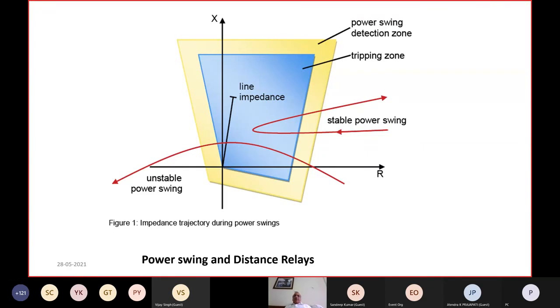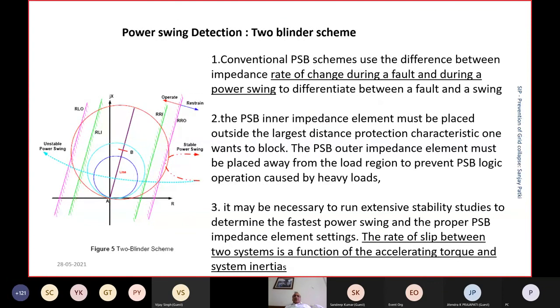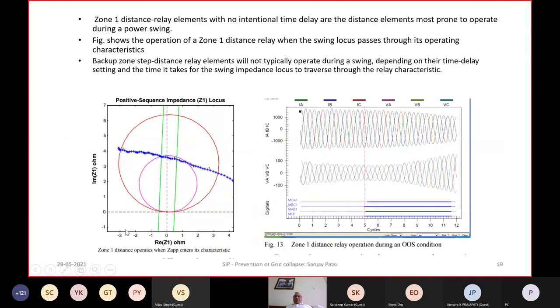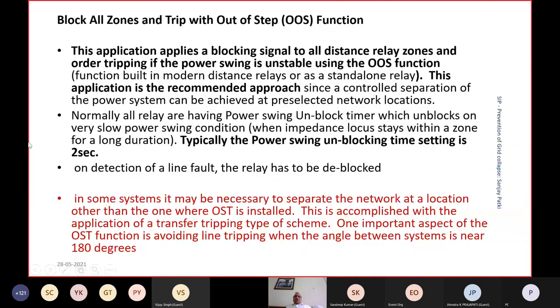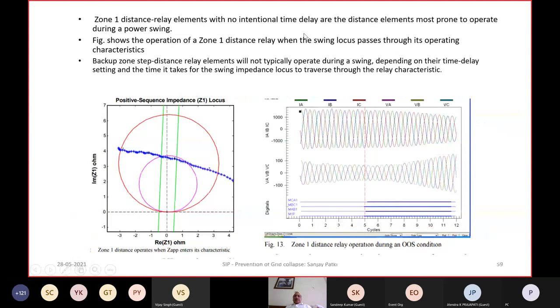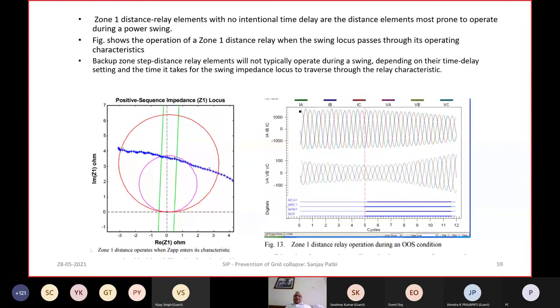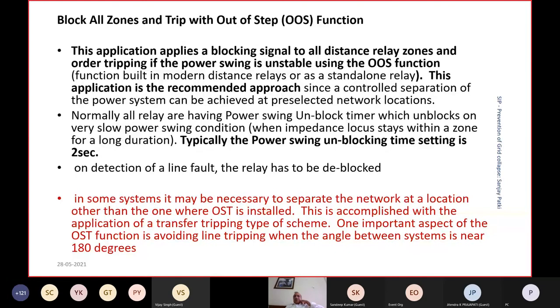So to prevent that phenomenon, the new action which is now recommended is you block the distance relay, all the zones, zone 1, zone 2, zone 3, but provide a separate out-of-step protection. This is the new feature of the numerical distance relay. The out-of-step detection feature, just now, because of lack of time, I will not explain, but it is different from power swing detection.